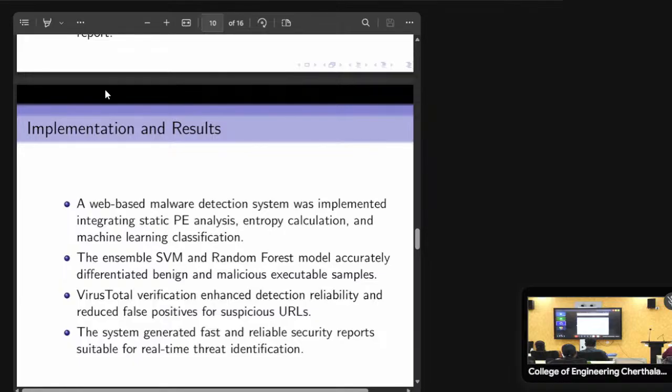The system was tested using malicious executable samples, and the ensemble model achieved 96.2% accuracy, 95.8% precision, and a 1.2% false positive rate. Compared to traditional systems, the proposed model performed better in detecting unknown malware. Detection time is less than 1 second, making it suitable for practical usage.